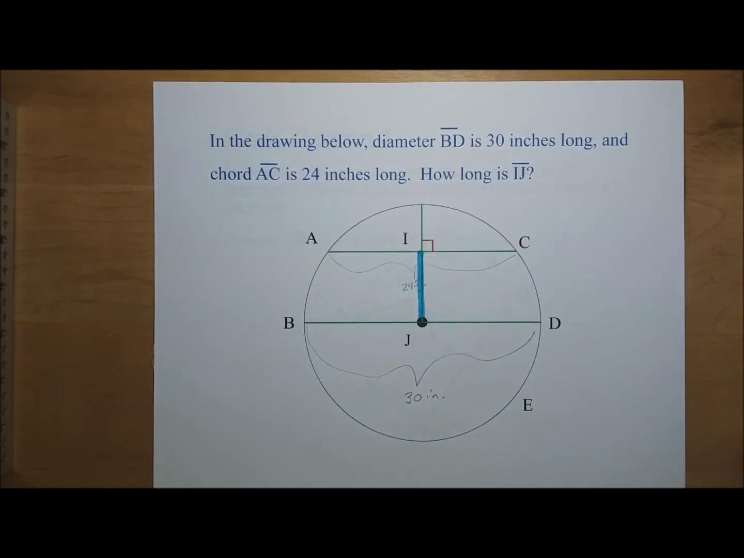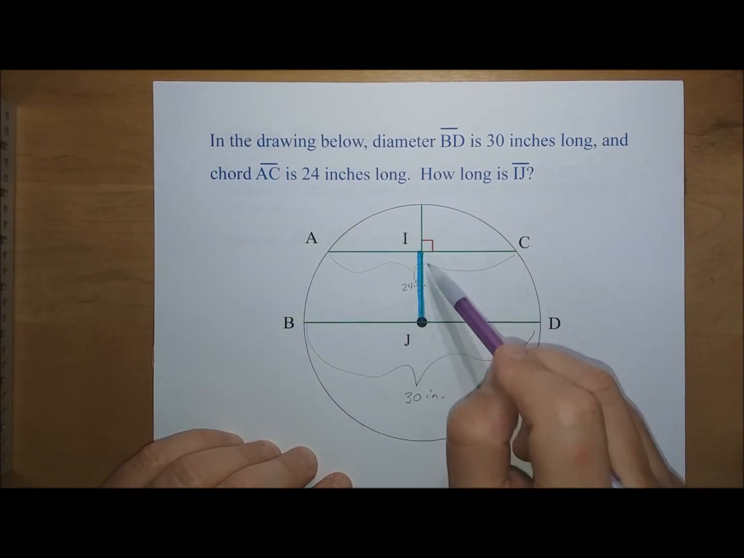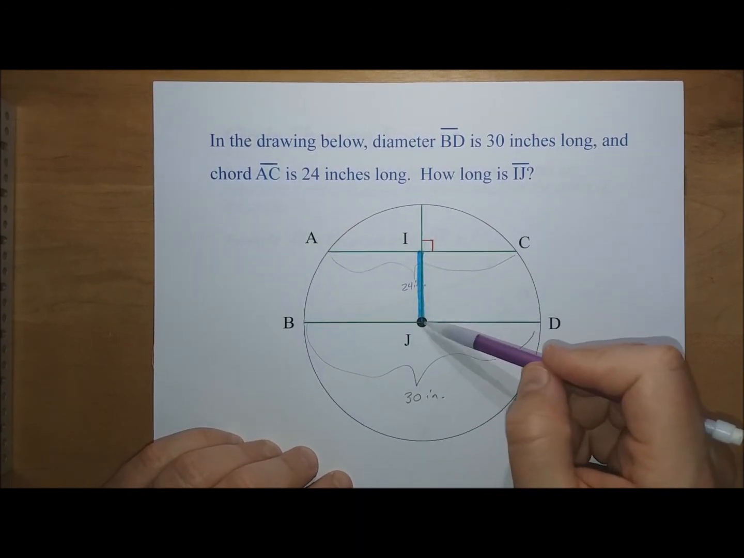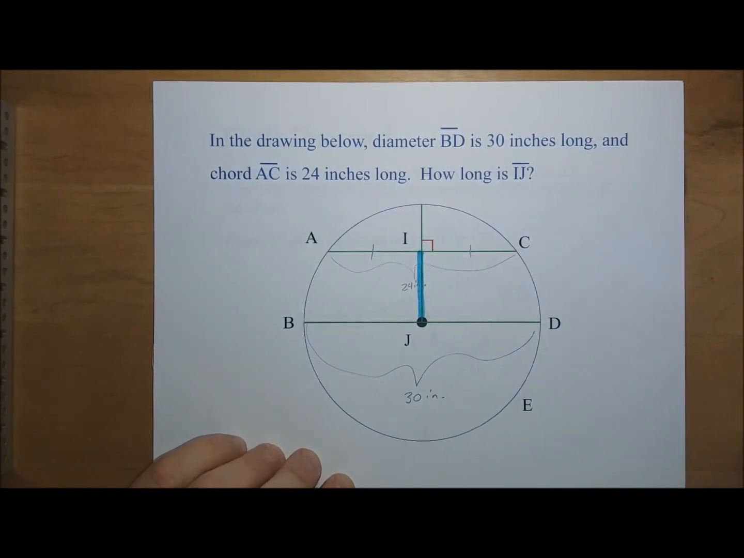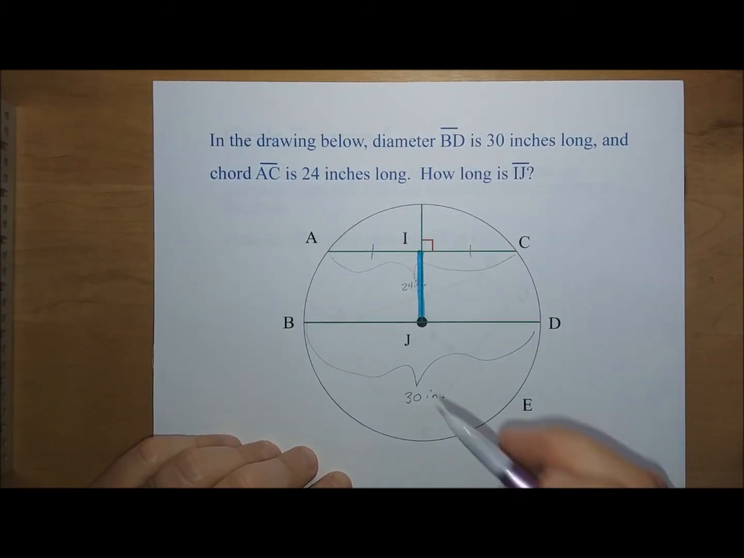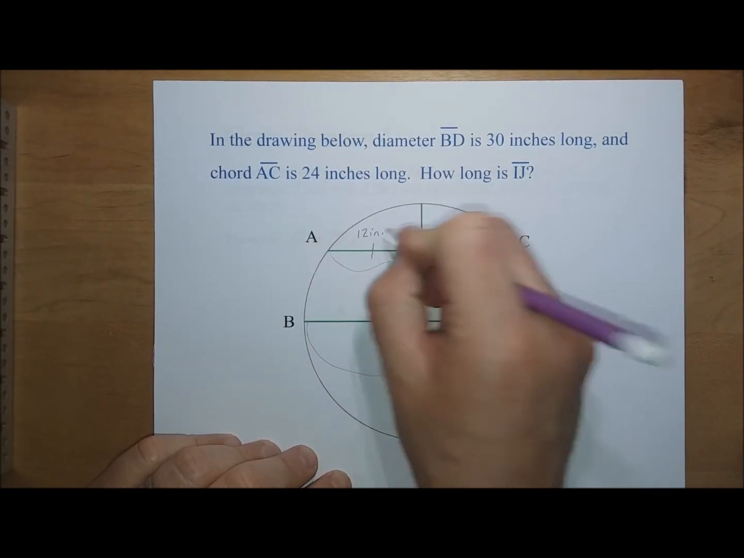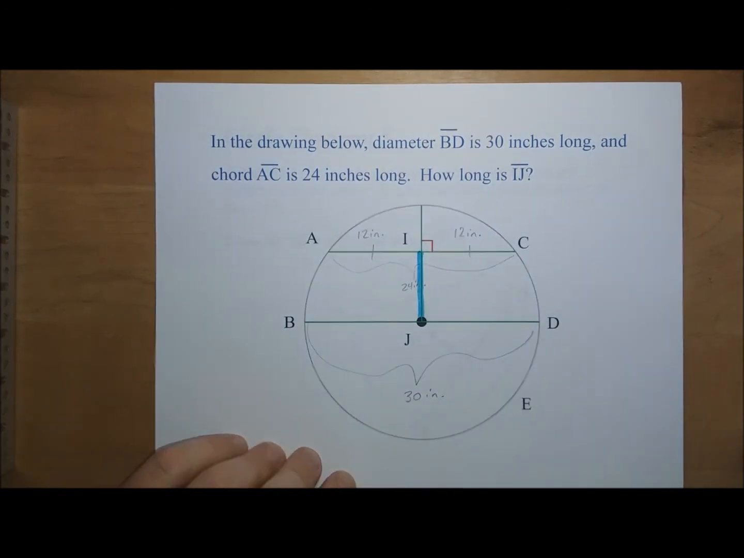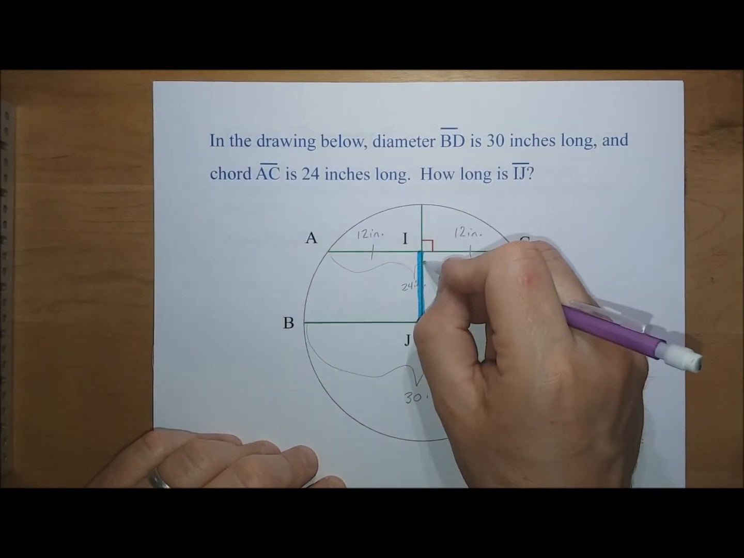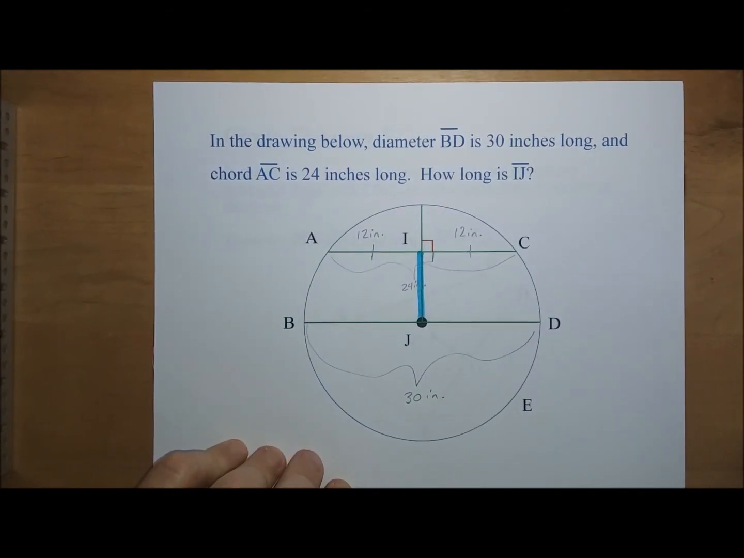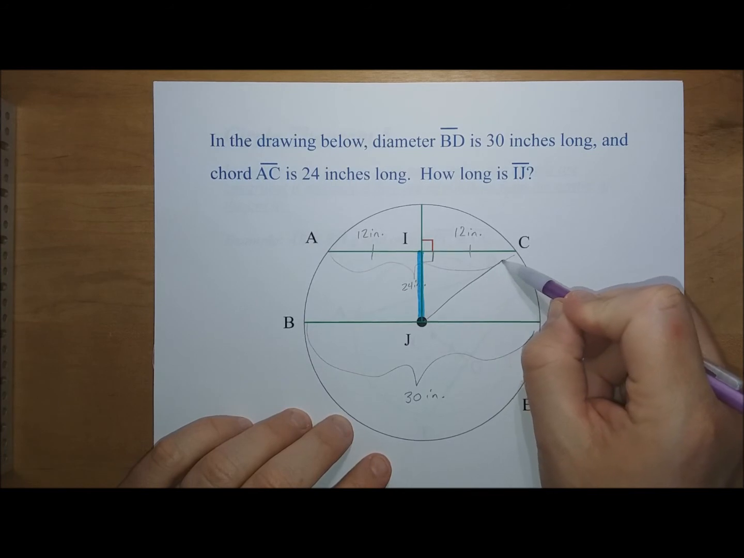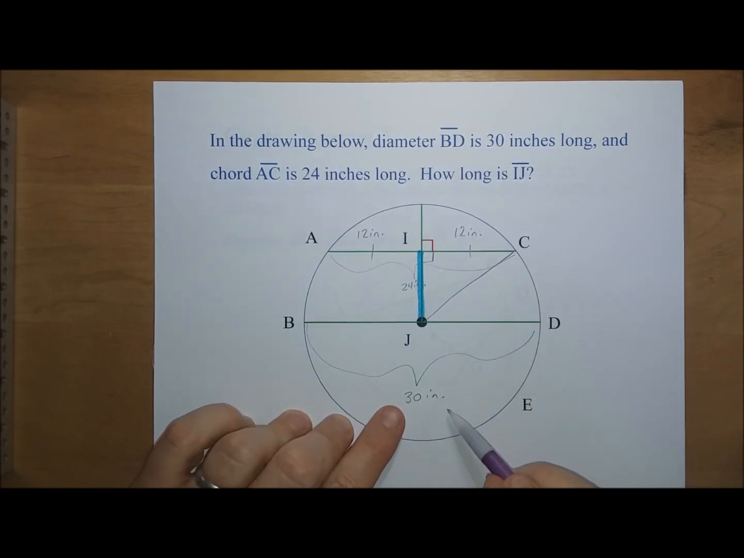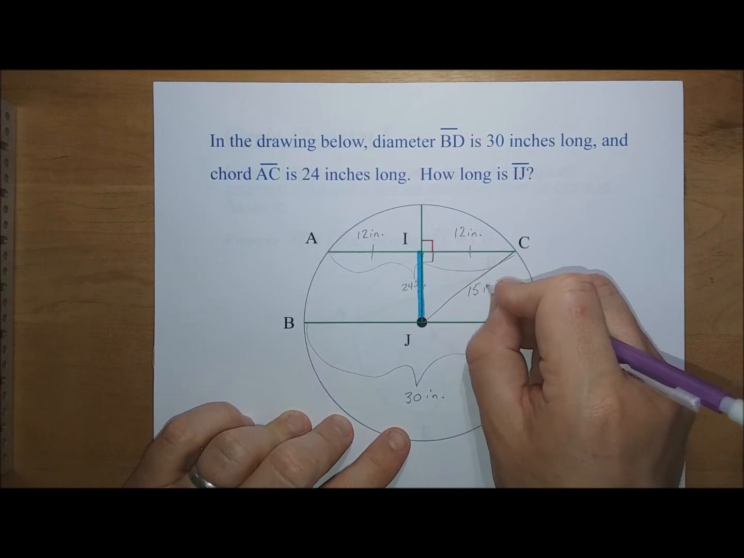IJ is a radius of the circle, and it intersects this chord at a right angle. And therefore, we can conclude that this radius must bisect this chord. And therefore, if this chord is 24 inches long, then each of these segments must be 12 inches. Good. Okay. And if that's a right angle, I can conclude that that's a right angle as well. And if the diameter of this circle is 30 inches, how long is a radius such as this radius JC? It's going to be half the diameter. So this will be 15 inches.